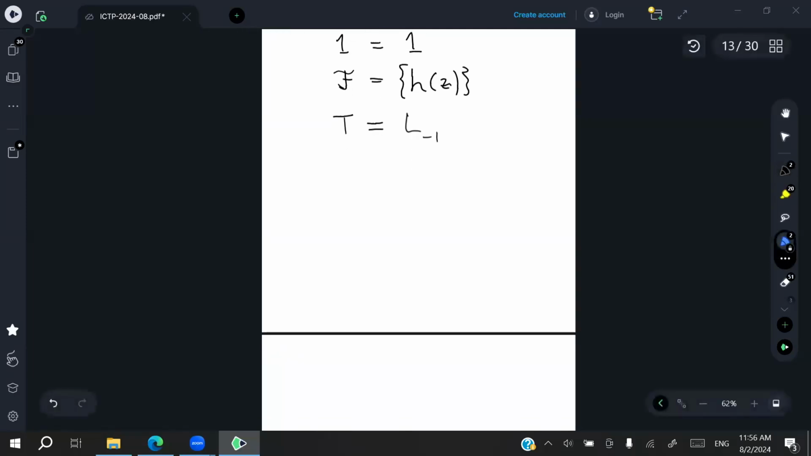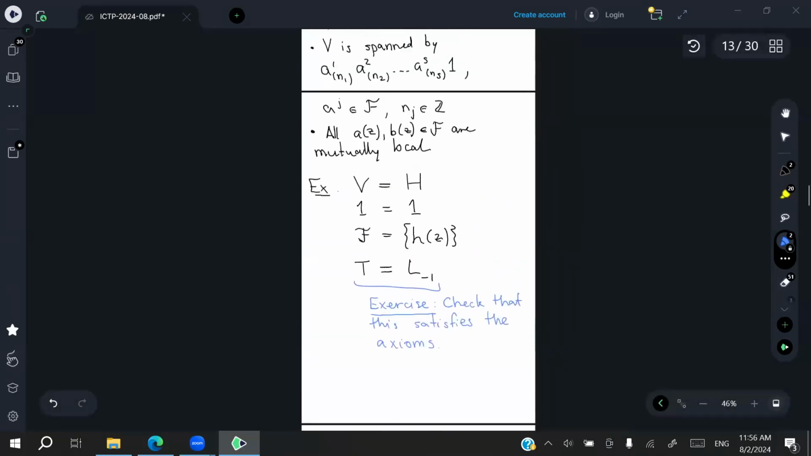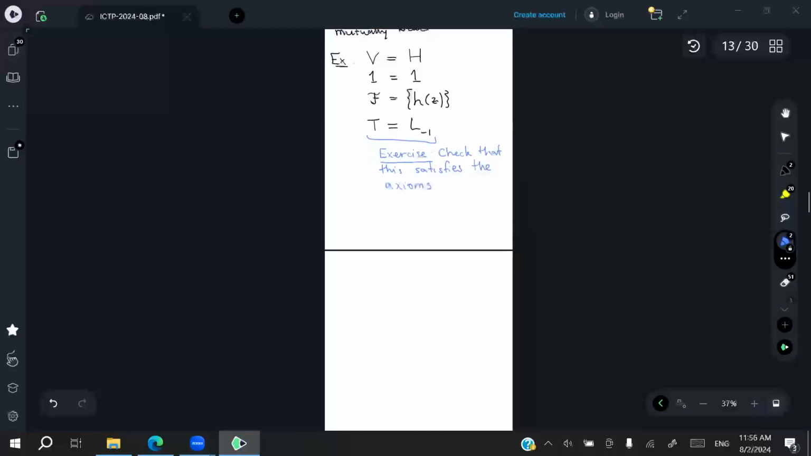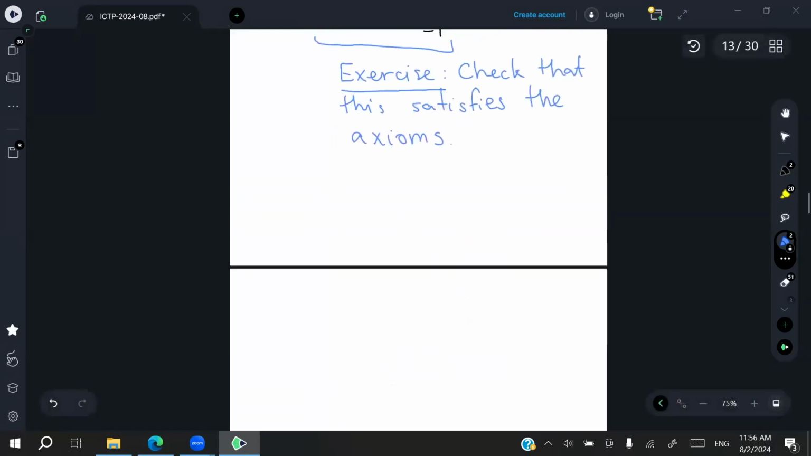So maybe I could say, exercise, check that this satisfies the axioms. Actually, that goes for the whole structure. Exercise, check that this quadruple forms a vertex algebra, in fact. So maybe in the 5 minutes before noon, I'll say kind of what I want to do in the second hour.